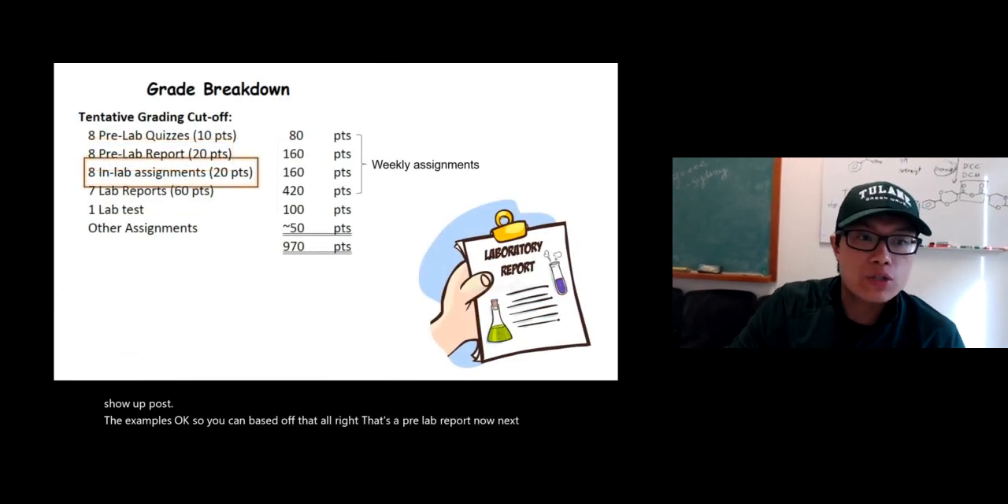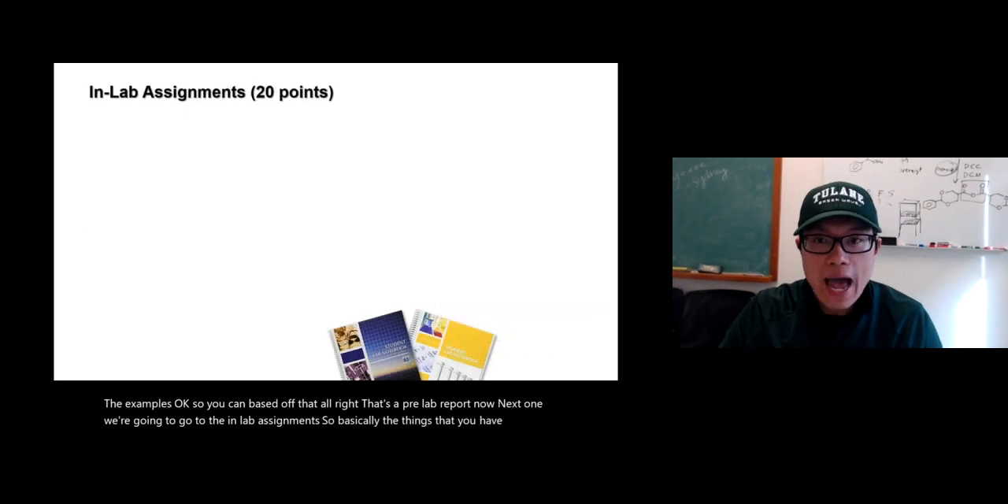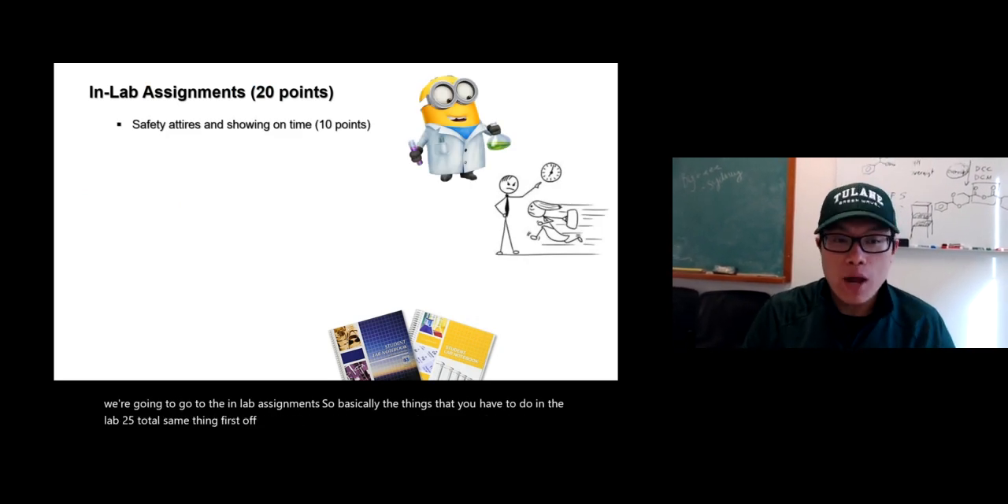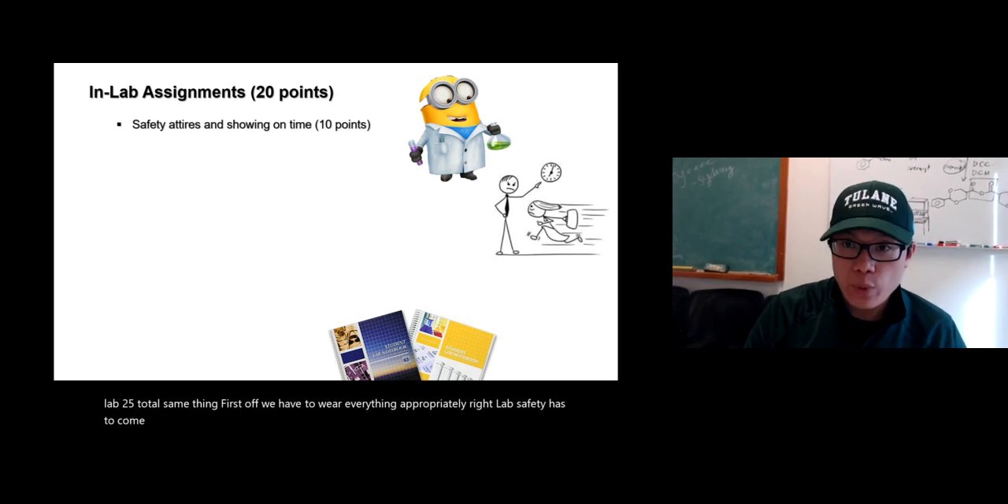Next, we're going to go to the in-lab assignments. These are basically the things that you have to do in the lab. 20 points total, same thing. First off, we have to wear everything appropriately. Lab safety has to come first. Showing up on time as well.